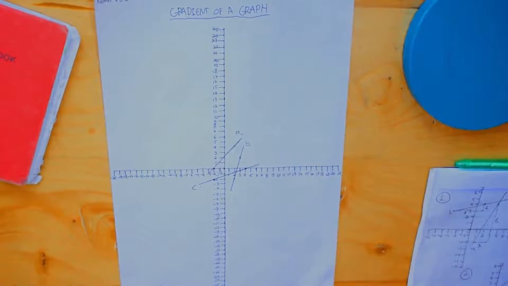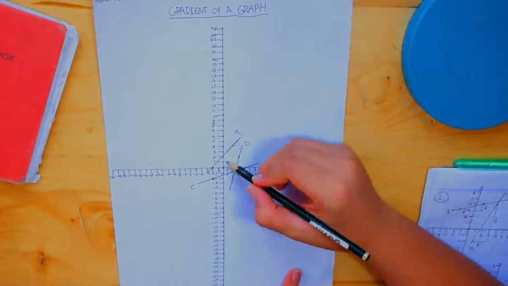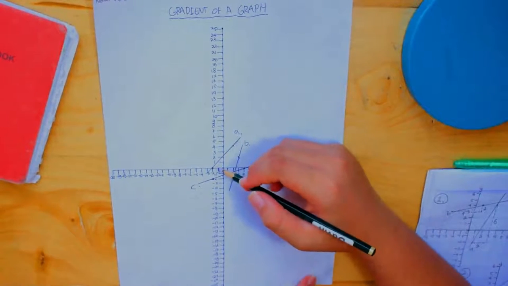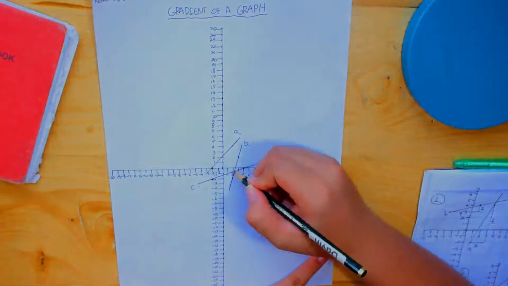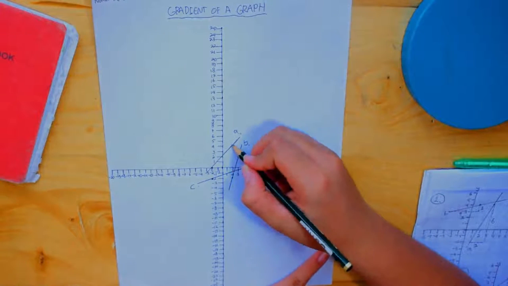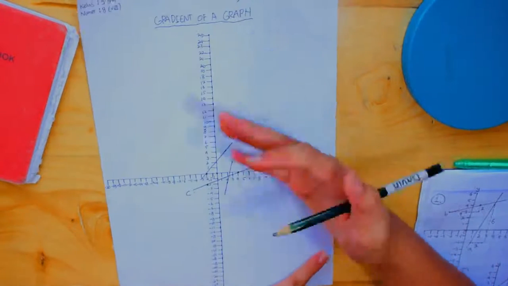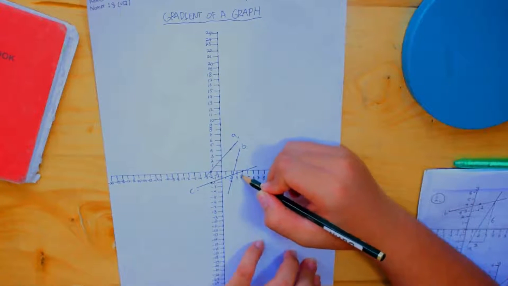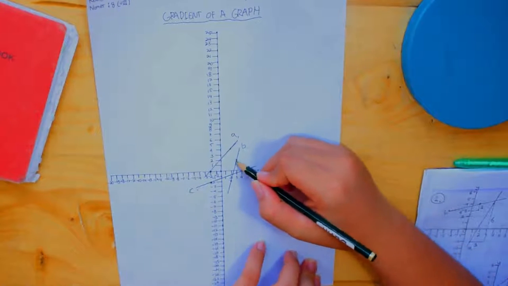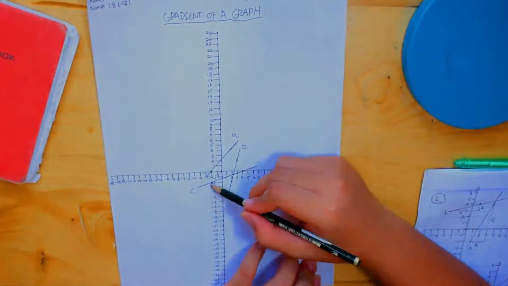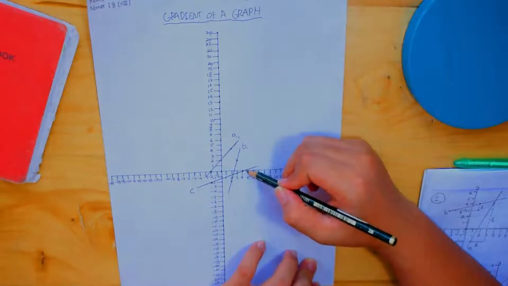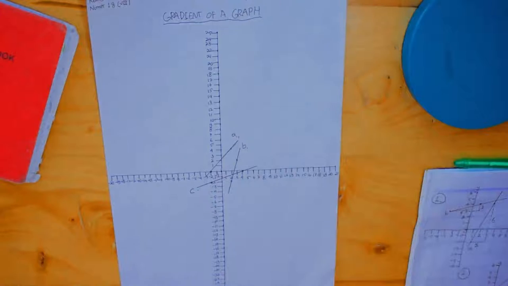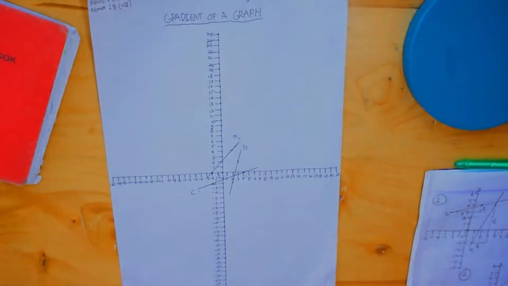Now, we have line A, line B, and line C. As usual, we need to know the dots of the lines first. The first dot of line A is -2, 0, and the second dot of A is 2, 4. The first dot of line B is 2, -2, and the second one is 3, 2. For line C, the first dot is -2, -2, and the second dot is 4, 0.